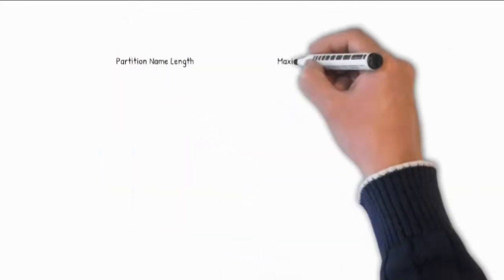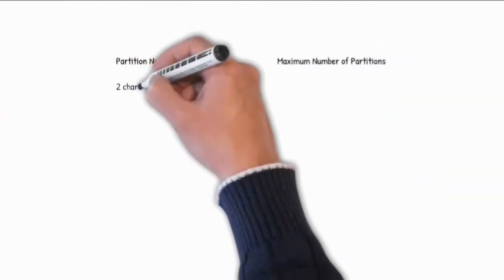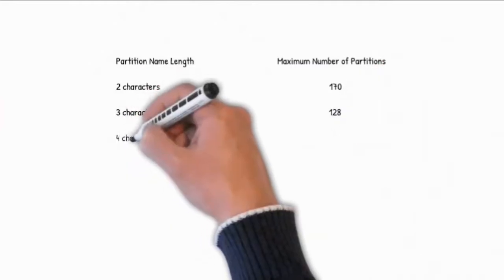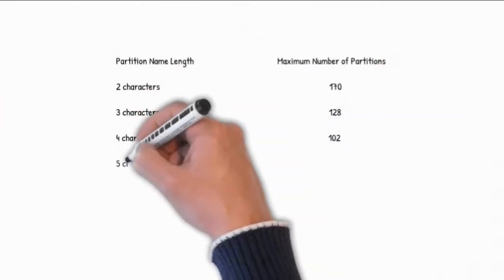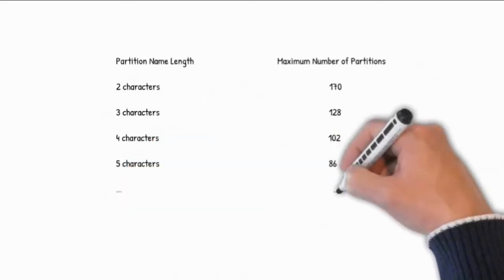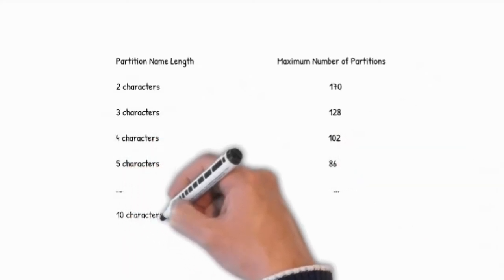The length of the partition names limits the maximum number of partitions that can be added to a calling search space. The following table provides examples of the maximum number of partitions that can be added to a calling search space if partition names are of fixed length.